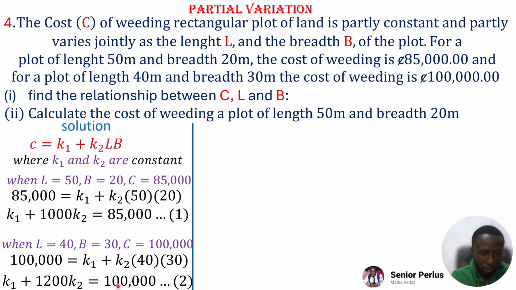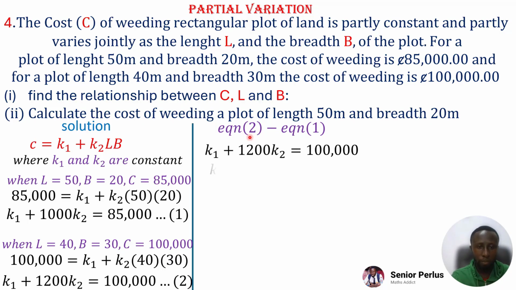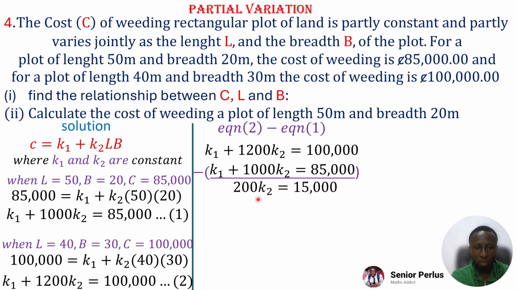So this one is bigger. So equation 2 minus equation 1. That's equation 1 from equation 2. So this is my equation 2, then my equation 1, and I solve this simultaneously. I'm using the elimination method. Let's get rid of this. Then you'll get this. You know how to solve this. You have solved this several times. So let's make k2 the subject. Divide both sides by 200. You get what?